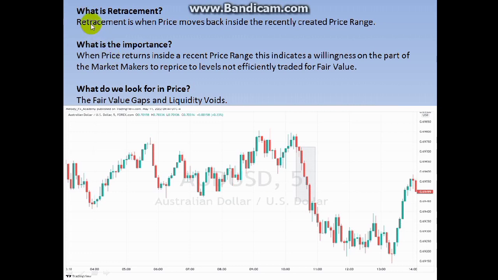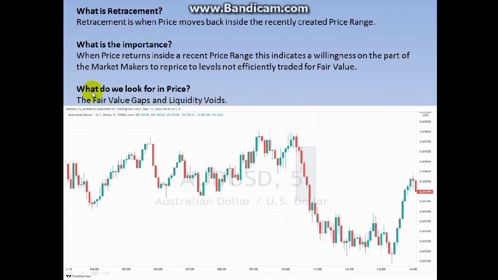Retracement is when price moves back inside a recently created price range. So what is the importance? When price returns inside the recent price range, this indicates a willingness on the part of the market makers to reprice to levels not efficiently traded for fair value. So when we have a retracement, what do we look for in price? We look for fair value gaps and liquidity voids.